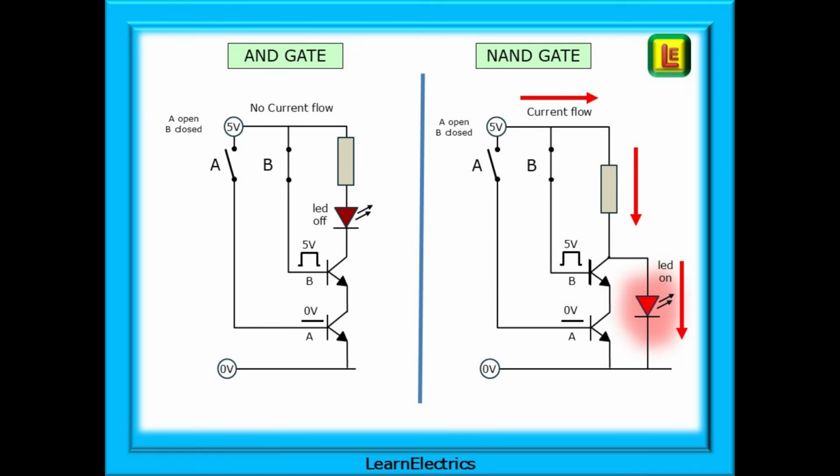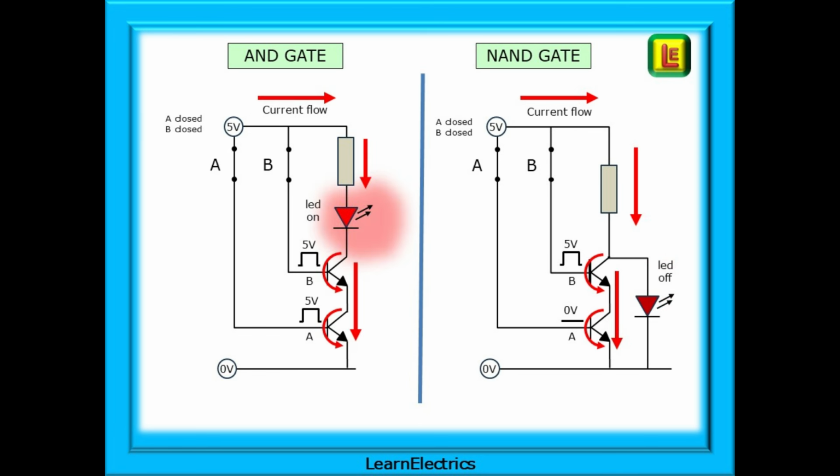Now open the A switches and close the B switches. Again, there is no change in the outputs for the same reasons. Current cannot flow through the transistors. The AND gate is A equals 0, B equals 1, and Q equals 0, whilst the NAND gate is A equals 0, B equals 1, and Q equals 1.